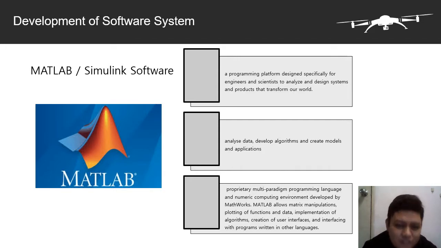So next, I will explain about the development of the software system. For the first software system, I will use MATLAB, a simulating software. MATLAB is a programming platform designed specially for engineers and scientists to analyze and design systems and products that transform our work. MATLAB is used to analyze data, develop algorithms, and create models and applications.